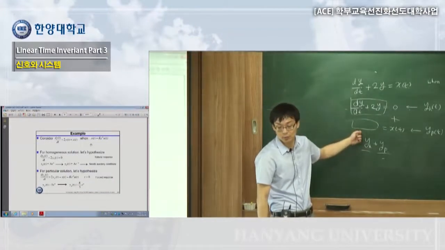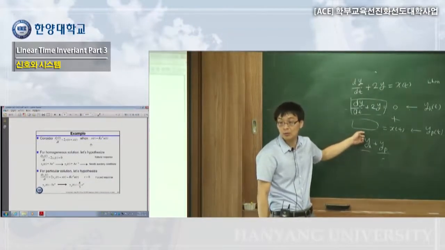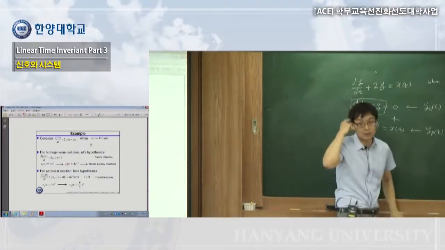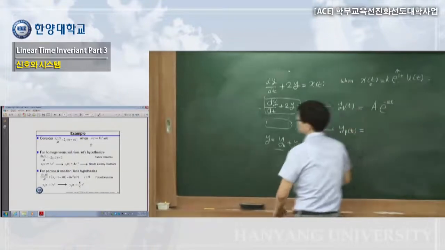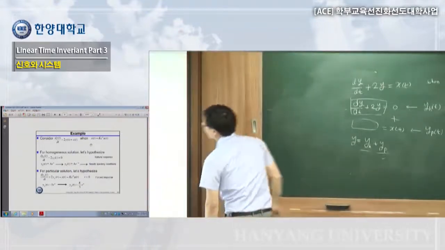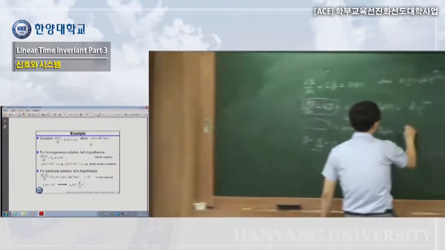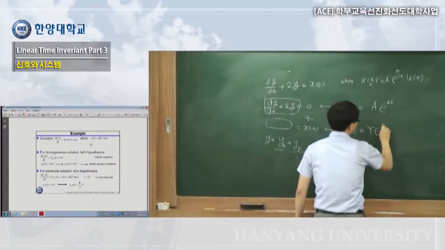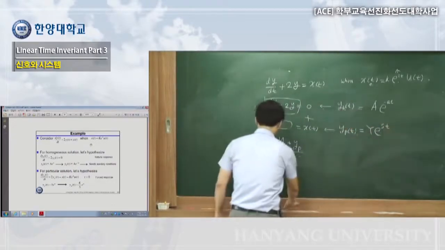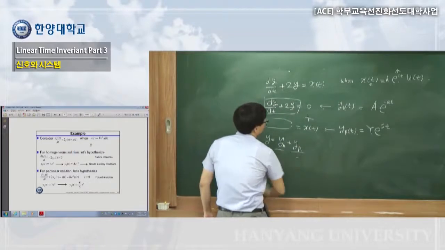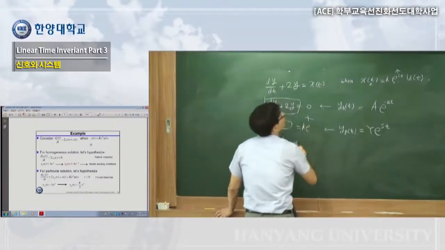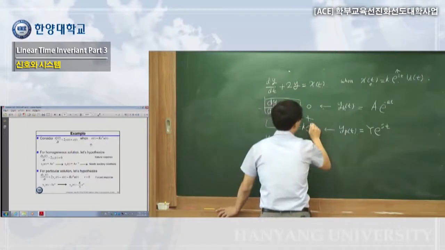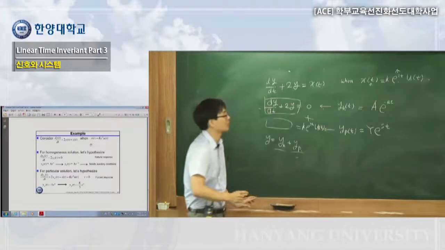Let's guess one particular solution. In particular solution, what we said, we guess one solution. Say this one is what? Y exponential st, and what is x3? K exponential 3t u t. Okay?